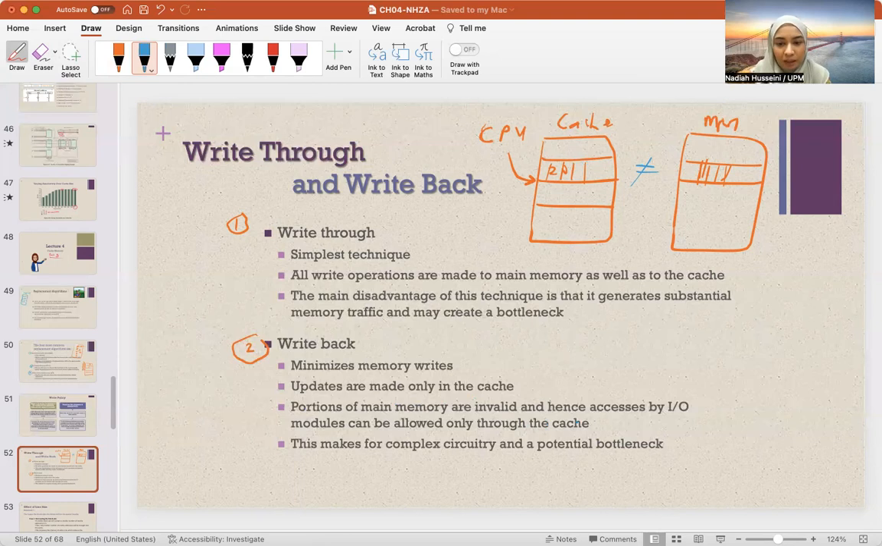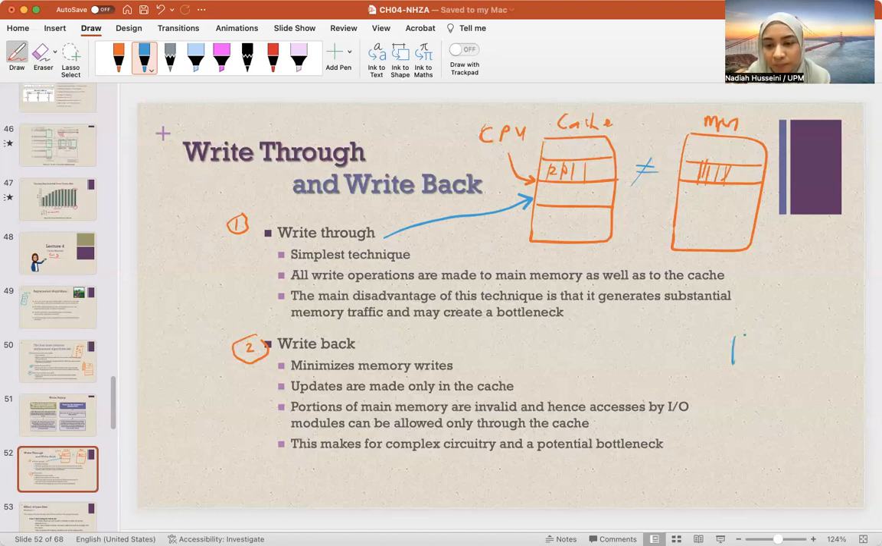So hence accesses by IO modules can be allowed only through cache. Therefore, if we want to access the modified memory, you have to go through the cache. The cache will obviously update the main memory, but it will do this at its own time. Therefore, any access can only be done through the cache, and you can't ever bypass the cache to go to the main memory.